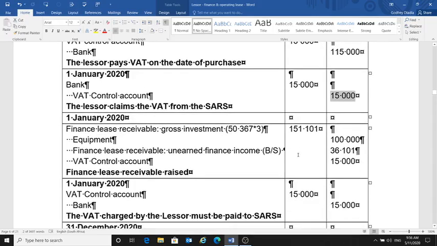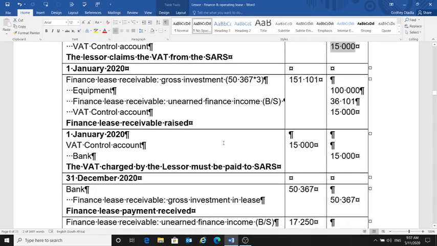Okay. Now, then you take the asset and you give it to the lessee as the lessor. Once you do that, you must raise a gross investment, which is a gross debtor. It's a debtor. You can see it's even written receivable here. Your gross debtor must be the asset including the interest. It's gross.